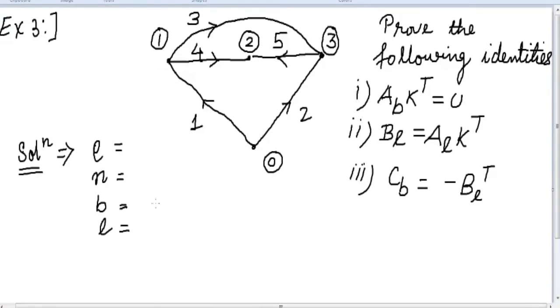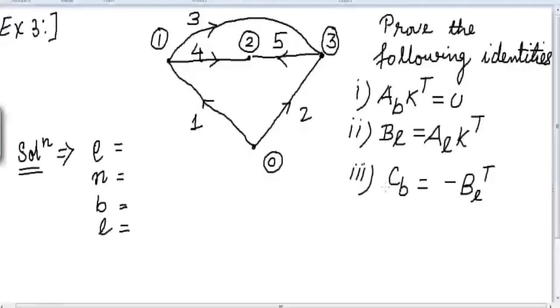And when we have the dark and the dotted lines, that is the branches and the links, we say that the tree formation is there. Whenever we have only branches, we say that tree is there. And when we have the branches as well as the links, we say that co-tree is present. So in other words, the tree and co-tree of that particular graph is provided to us. Whereas in this particular problem, the tree and co-tree is not provided to us. So we have to identify the tree and co-tree of our choice, and then prove A_B K transpose equals U, B_L equals A_L K transpose, and C_B equals minus B_L transpose. These three identities we have to prove one by one.